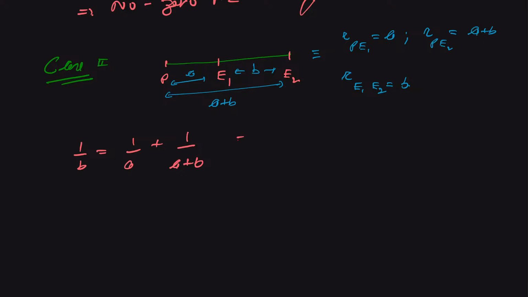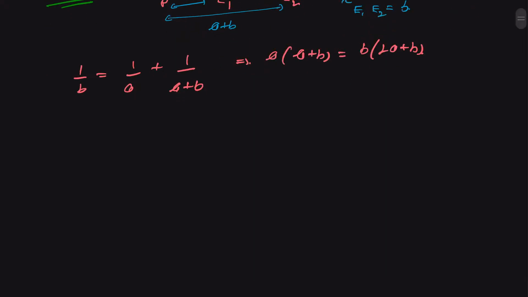And we can write this as, we can take the LCM, and this will be A times A plus B, equal to, this will be equal to B, and this comes as 2A plus B, and we can solve it further. So this will be giving us A square minus AB minus B square is equal to 0.